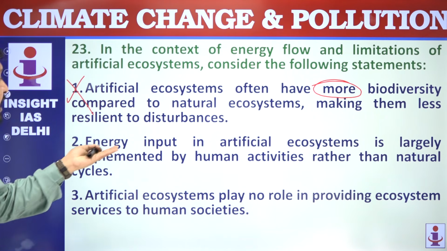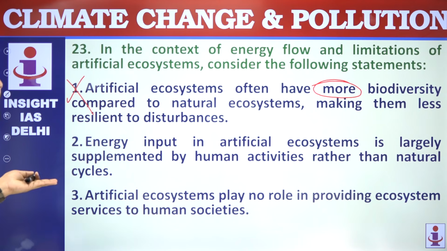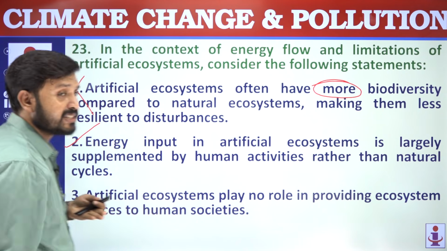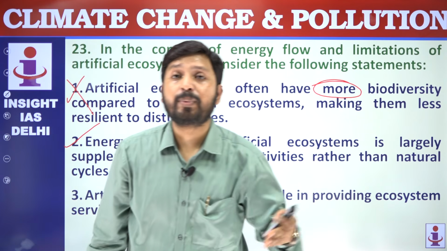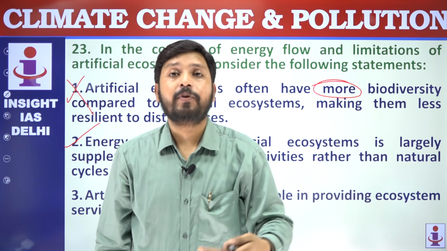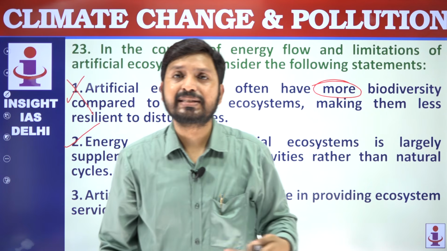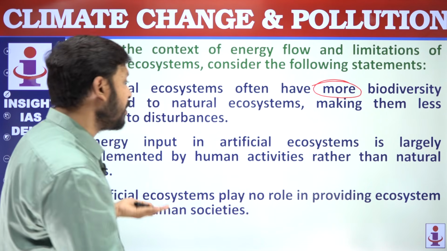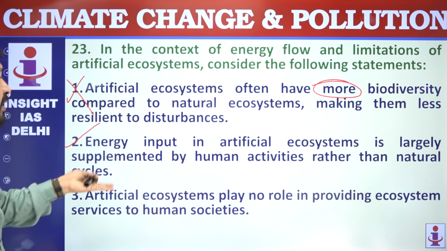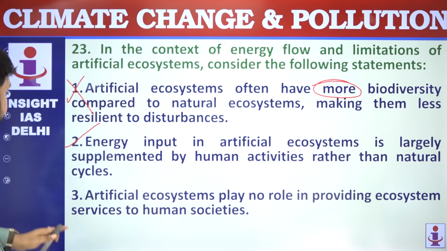Next one. Energy input in artificial ecosystem is largely supplemented by human activity rather than natural cycles. This is also the right statement. Earlier we have seen that energy supplement is nothing but human has to give fertilizer, human has to give irrigation. All these things are a form of external supply of energy, so that this artificial ecosystem can stabilize and survive. So this is the right statement.